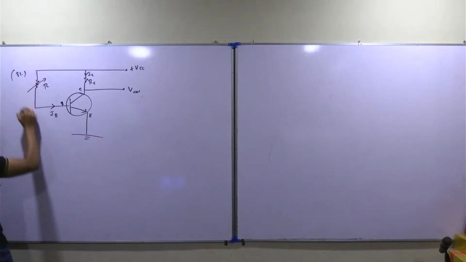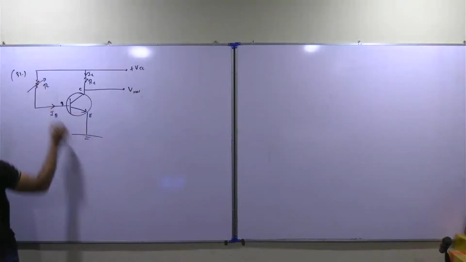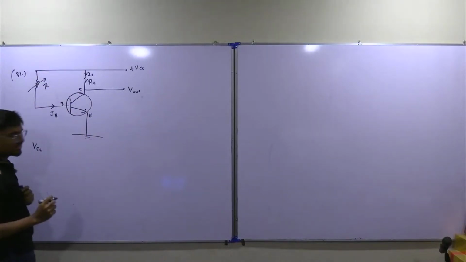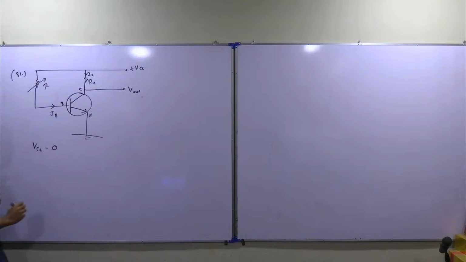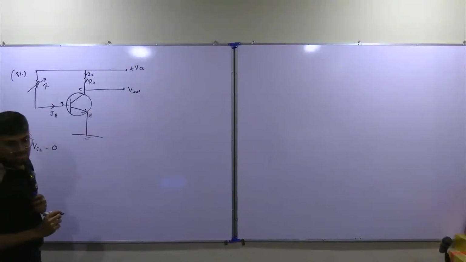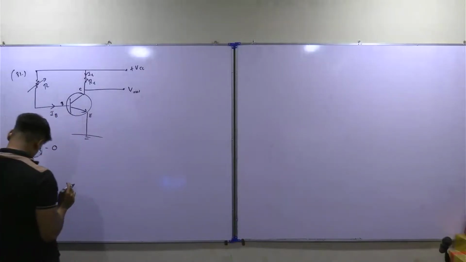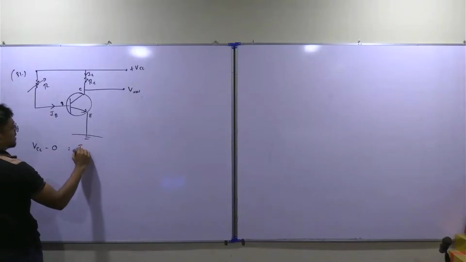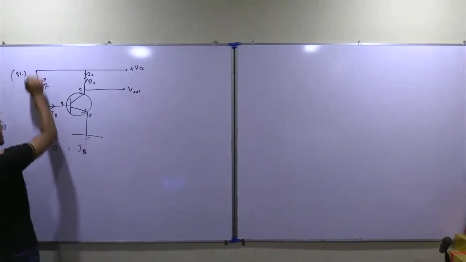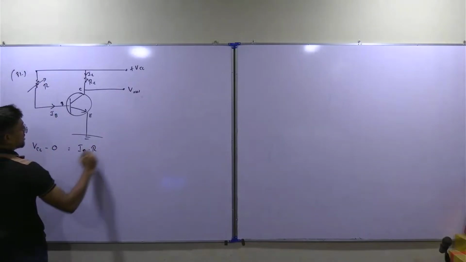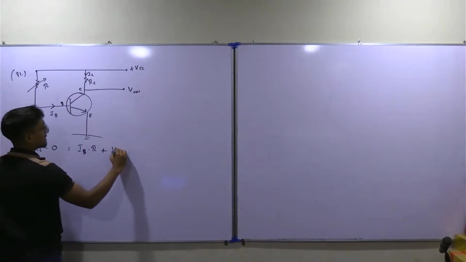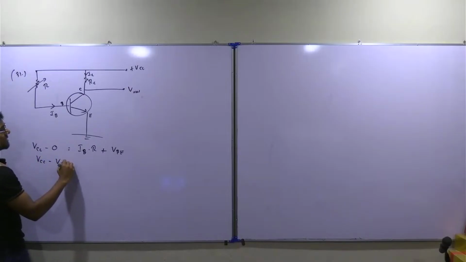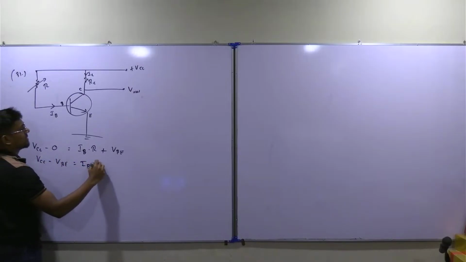Now I'm going to consider this branch. When you consider this branch, the potential difference is how much? Here the potential is VCC, here the potential is 0. So the potential difference is VCC minus 0. VCC minus 0 is how much? IB is the base current. It is IB times R plus the base emitter voltage, VBE. So you can write VCC minus VBE is equal to IB R.